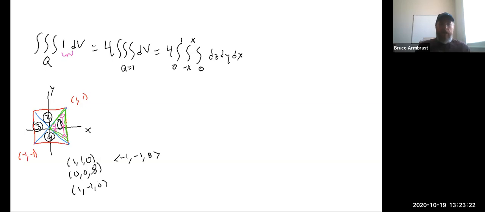Okay, similarly, for these two, to get from 0, 0, 8 to 1, -1, 0, that would be 1, -1, -8. And so that's the vector that is this side. We could have used 1, 1, 0 and 1, -1, 0 and gotten this line as a vector. That's cool too. It doesn't matter. You just need two of them.